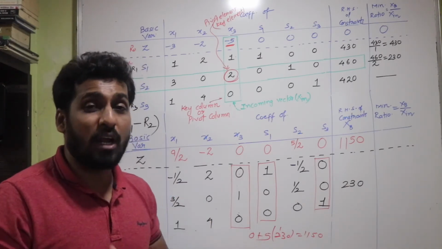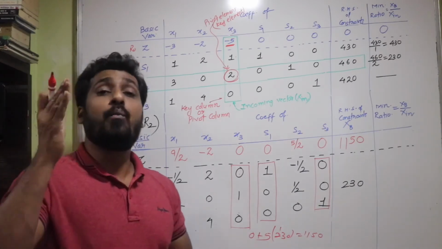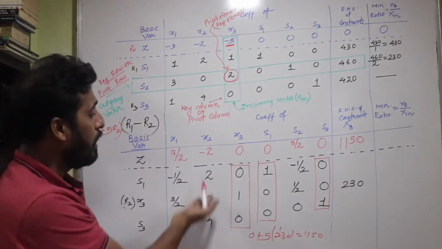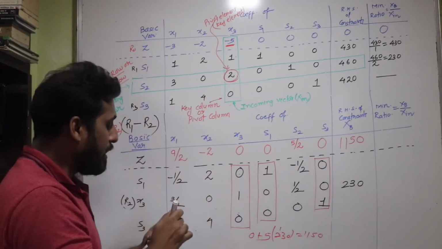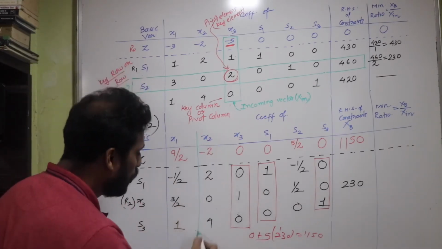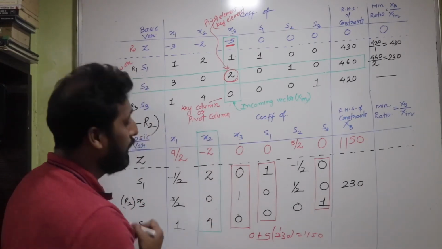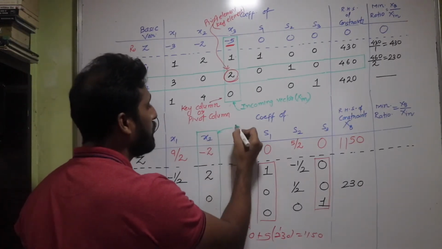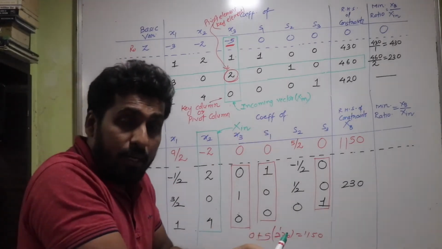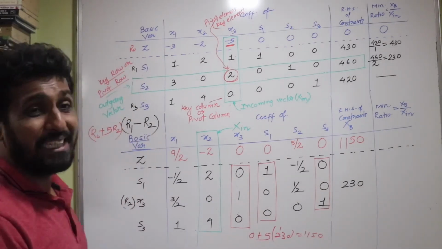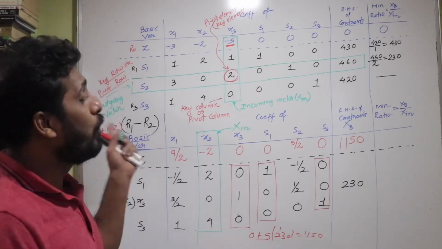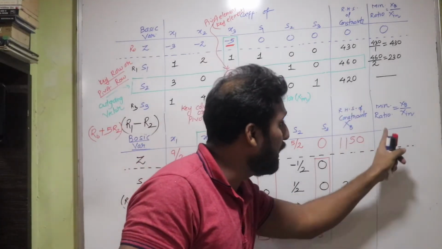And how do I proceed further? How do I decide now the incoming vector? The most negative number will become the incoming vector. And who is the most negative number here? It is minus 2. So I have recognized that this column of x2 is going to be my incoming vector. So x2 comes in, I'm going to call it x in. If x2 has to come in, somebody has to leave. Either S1 or S3, somebody has to leave. And who is going to decide who has to leave? It will be decided by the minimum ratio.